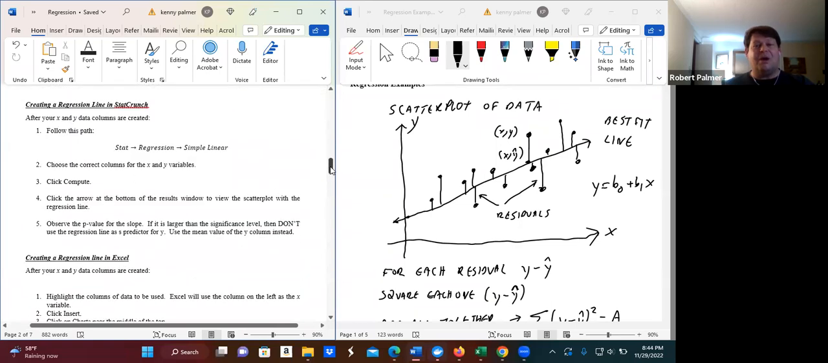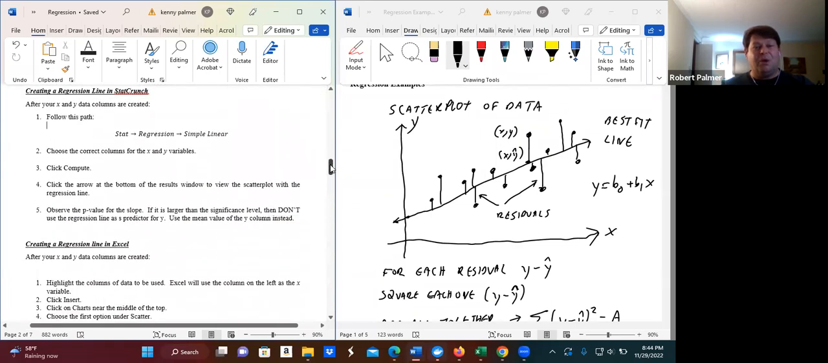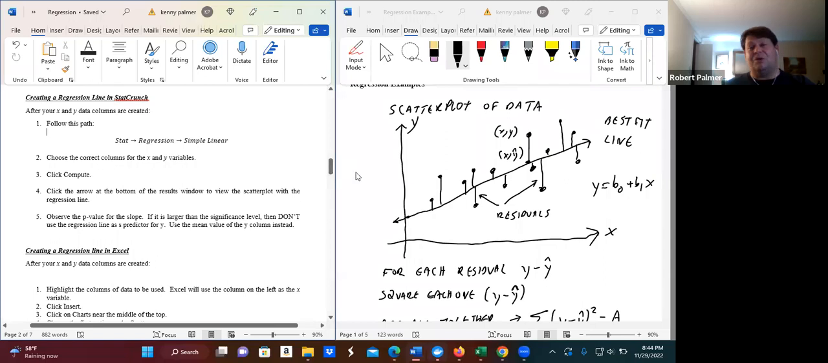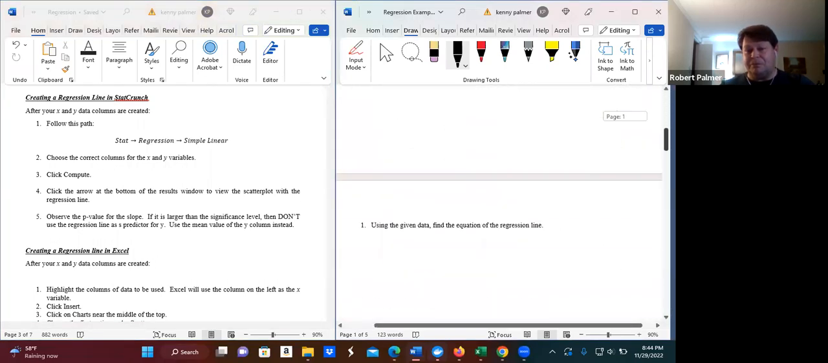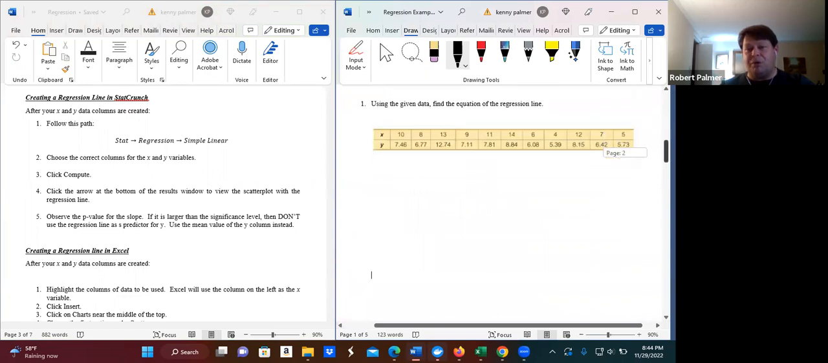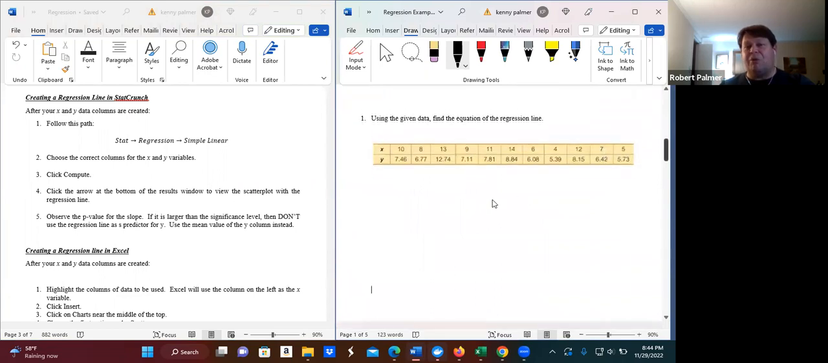Also here we talk in detail about how to create a regression line in both StatCrunch and Excel. So let's go ahead and look at our first example. Number one, what we want to do is create a regression line with this data and talk about how to do that. So let's go to StatCrunch.